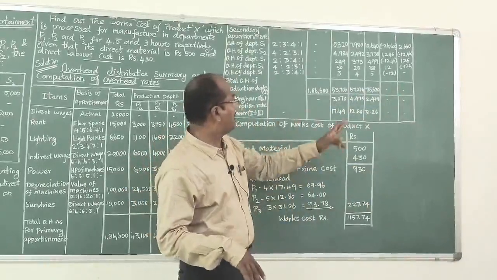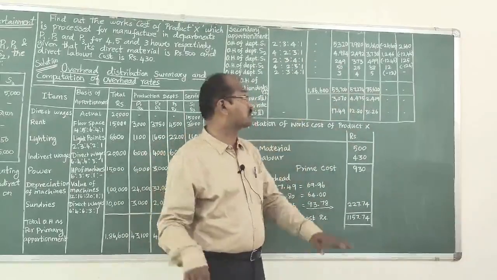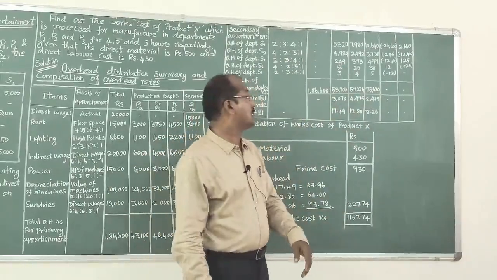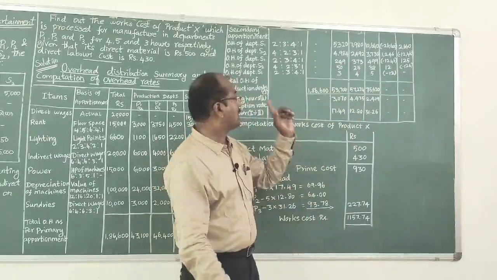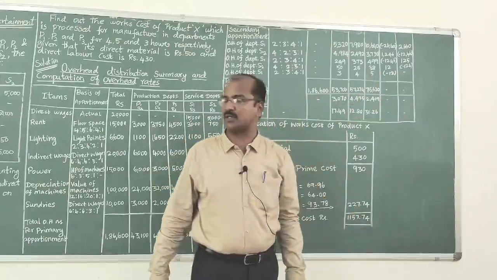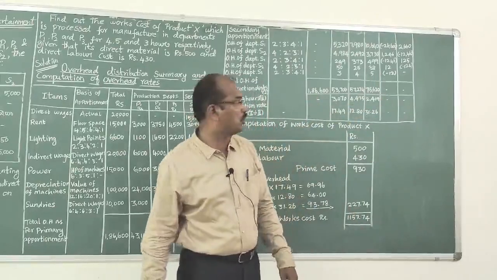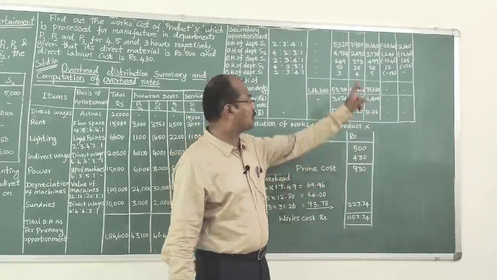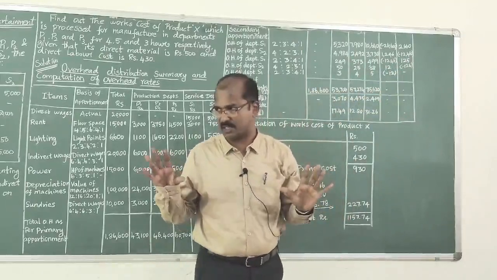12,460 divided by total comes to 10, into 4. So it comes to 4,984. Into 2, it gives us 2,492. Into 3, it gives us 3,738. Into 1, it gives us 1,246. The total of all these four numbers should be equal to 12,460.